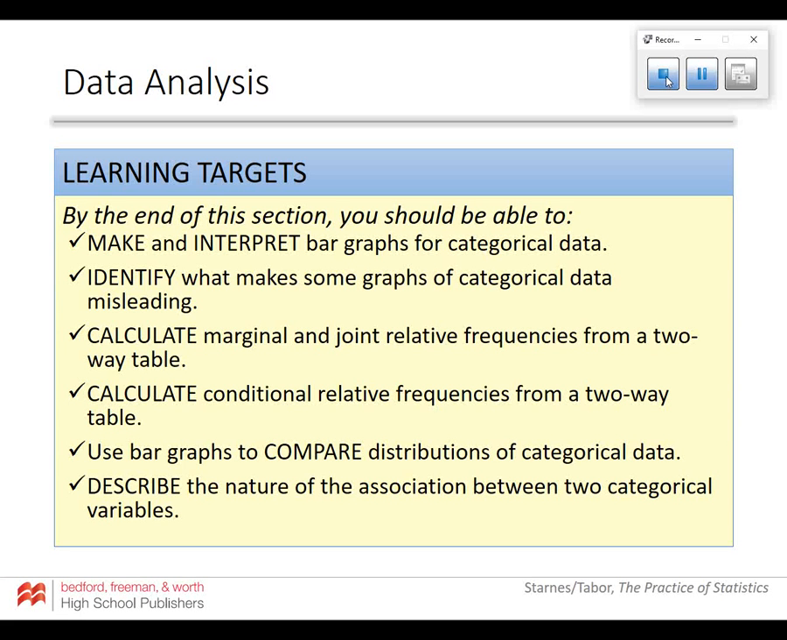All right, so today we're doing Notes 1.1. Our learning targets are to make and interpret bar graphs for categorical data, and to identify what makes some graphs of categorical data misleading.